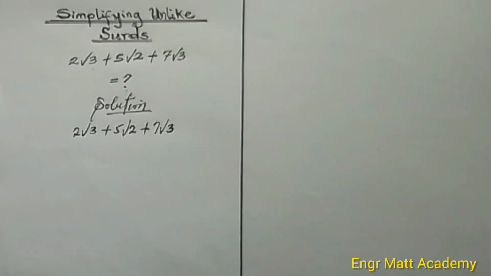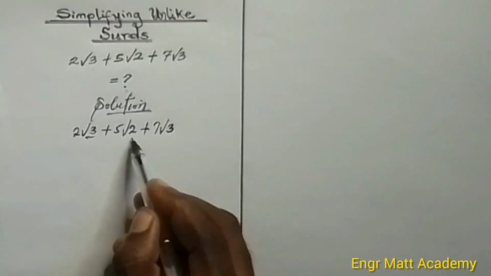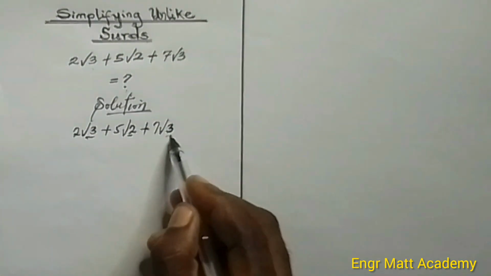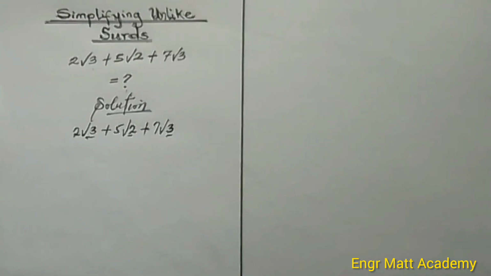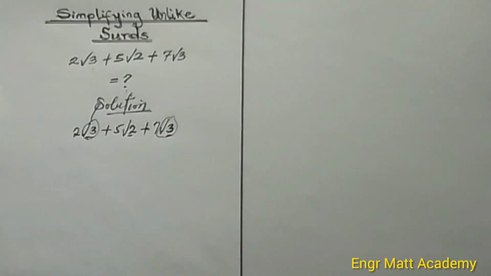The first thing to do here is to consider the numbers inside the root sign. What do I mean? Here we have root 3, here we have root 2, and here we have root 3. That means we have two like surds, two surds that are alike, root 3 and root 3. So what do we do? We bring them together.